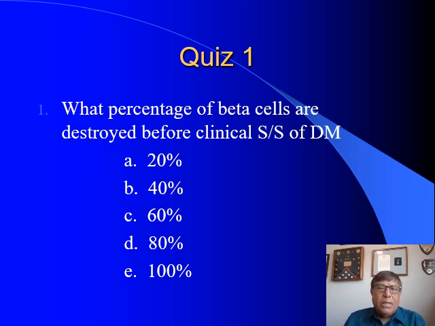What percentage of beta cells are destroyed before clinical signs and symptoms of diabetes mellitus? 20%, 40%, 60%, 80%, or 100%? Your answer will be D, because significant destruction of the beta cells has occurred before you develop clinical diabetes, polyuria, polydipsia, ketoacidosis. 80%, and some people will say up to 90%.